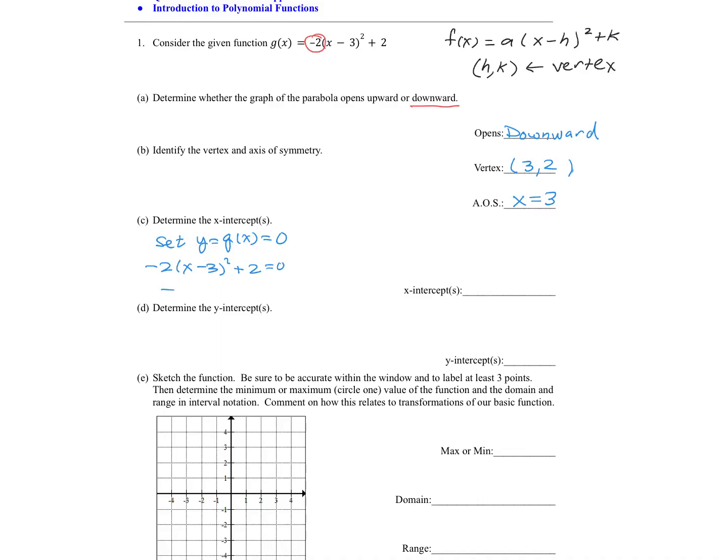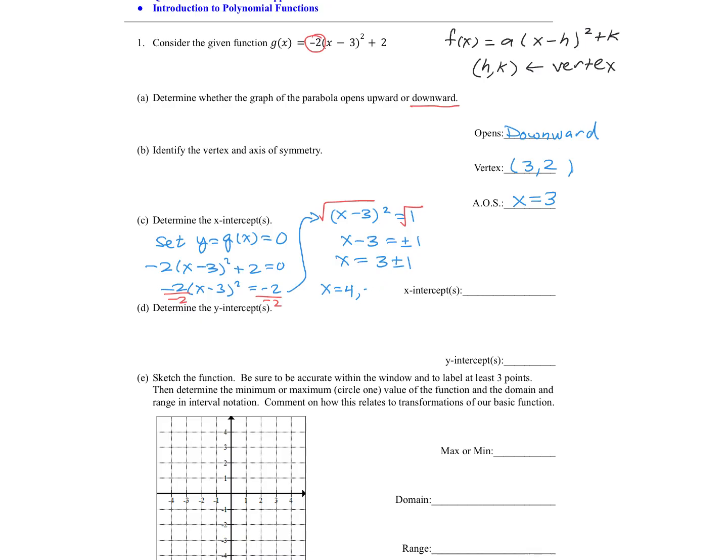Subtracting 2 from both sides, we get negative 2 times x minus 3 squared equals negative 2. Dividing both sides by negative 2 is going to give us x minus 3 squared equals 1. We can now use the principle of square roots to take the square root of both sides. That's going to give us x minus 3 equals plus or minus 1. So x is going to be 3 plus or minus 1. For the first one, 3 plus 1 gives us 4. And the second one, 3 minus 1, gives us 2.